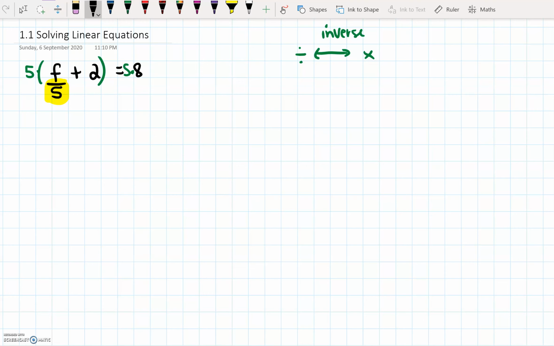Okay, so when you do this, you have to be careful because you have to expand your brackets properly. So 5 times f divided by 5, well, 5 divided by 5 is 1, so that's going to go away. So we get left with f plus 5 times 2, which is 10, is equal to 5 times 8, which is 40. Now this is much nicer to work with than when we had that fraction. So your next step is just to minus 10 from both sides, and this will get us f by itself on the left is equal to 30. That's quite a nice way to solve this one.